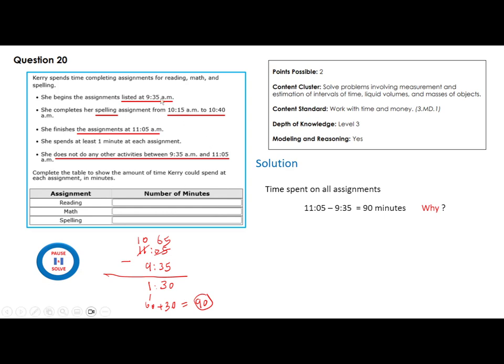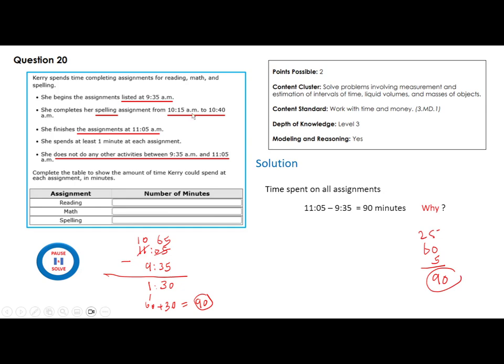Or you can say from 9:35 to 10 o'clock, I have how much? 25. And then you have 1 hour between 10 and 11, that's 60. And then you have 5 minutes because she ended 5 minutes after 11. So you have 25 and 5 is 30, and 60 is 90. So now we know she spent 90 minutes total.